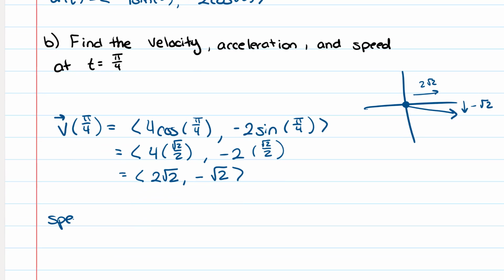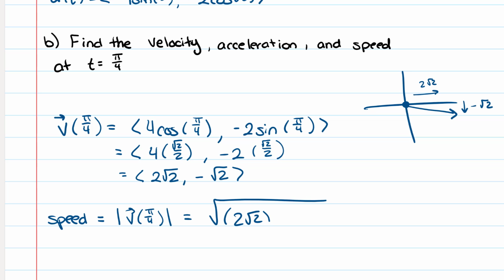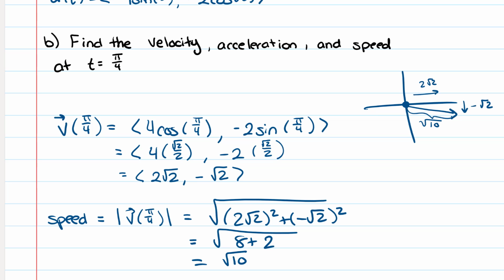If I want to find the speed, this is the magnitude of the velocity vector at pi over 4. So then it's going to be the square root of 2 radical 2 squared plus negative radical 2 squared. So I get radical 8 plus 2, which is going to be radical 10. So the magnitude here would be radical 10.